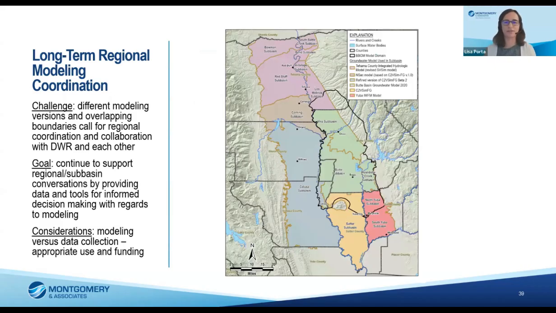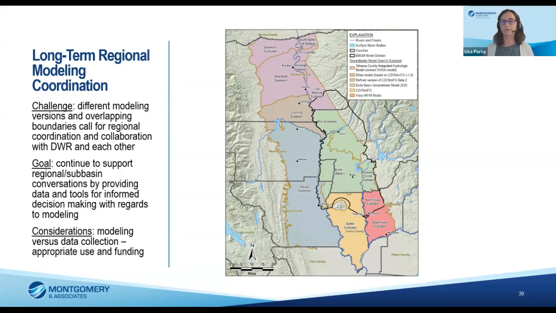Long-term regional modeling coordination. On this map, I also overlaid the black outline of the BBGM, the Butte Basin model. We do have the 6 models, and you can see how the different model boundaries overlap with each other, which makes the coordination or the comparison a bit tricky. So the challenge is that we have different modeling versions and overlapping boundaries. That is one of the reasons it calls for regional coordination and collaboration with DWR, who is holding the large model updates, and with each other, looking at the local updates.